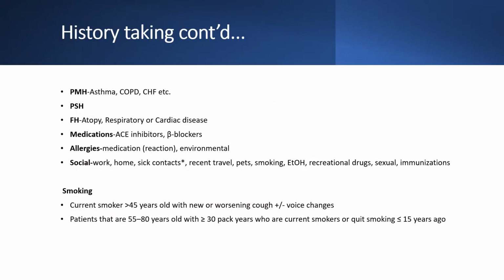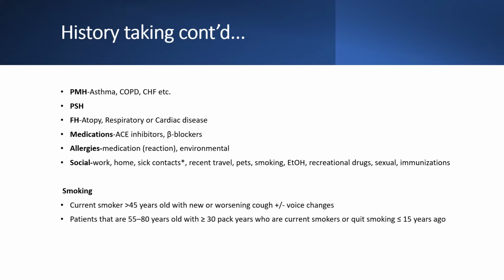Continuing your history, the past medical history. Have they ever been diagnosed with any respiratory or cardiac illness? If relevant, you would ask the past surgical history. Was there any family history of atopy? What medications are they currently on? ACE inhibitors or beta blockers are ones that you especially need to listen for. Do they have any allergies, food or medication? If any medication allergy, you want to ask the type of reaction. Is there anaphylaxis, hives, etc.? Are there any environmental allergies?